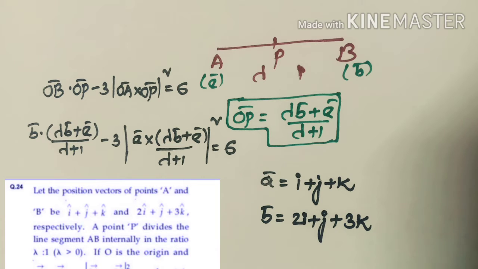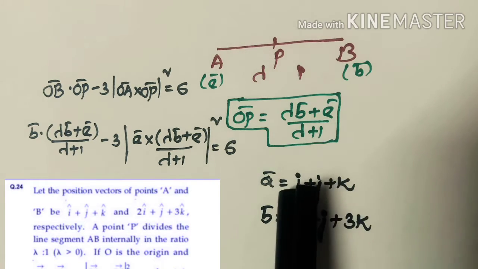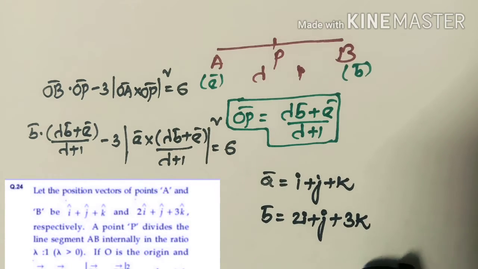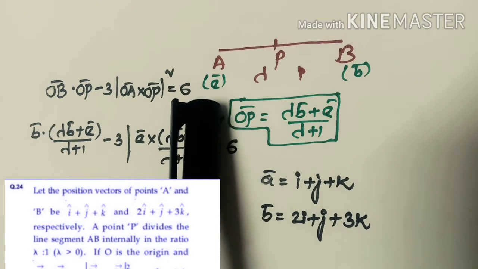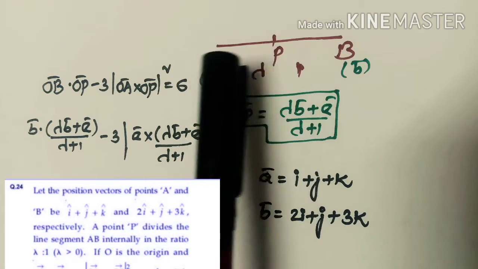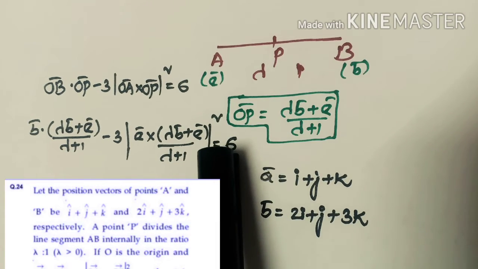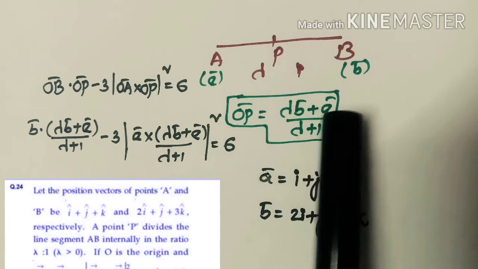That's the given question. So here it is given that the position vectors of A, B are i plus j plus k and 2i plus j plus 3k. First we take that this is A bar and this is B bar. Also given that the point P divides the line segment AB in the ratio lambda is to 1. That is, we take the position vector of P as OP bar is equal to (lambda B bar plus A bar) by (lambda plus 1).